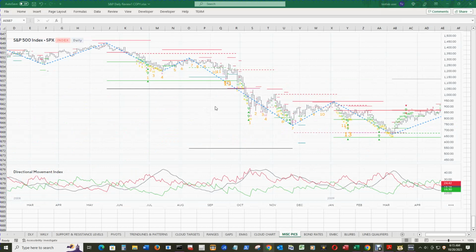2008-2009 great financial crisis, and you can see the sequential cluster countdown 13 printed here. And here's the 9 on September 2008, and the 13 printed here, and then it started another one and printed another sequential cluster countdown 13 here in January of 2009, right in the middle of the month.